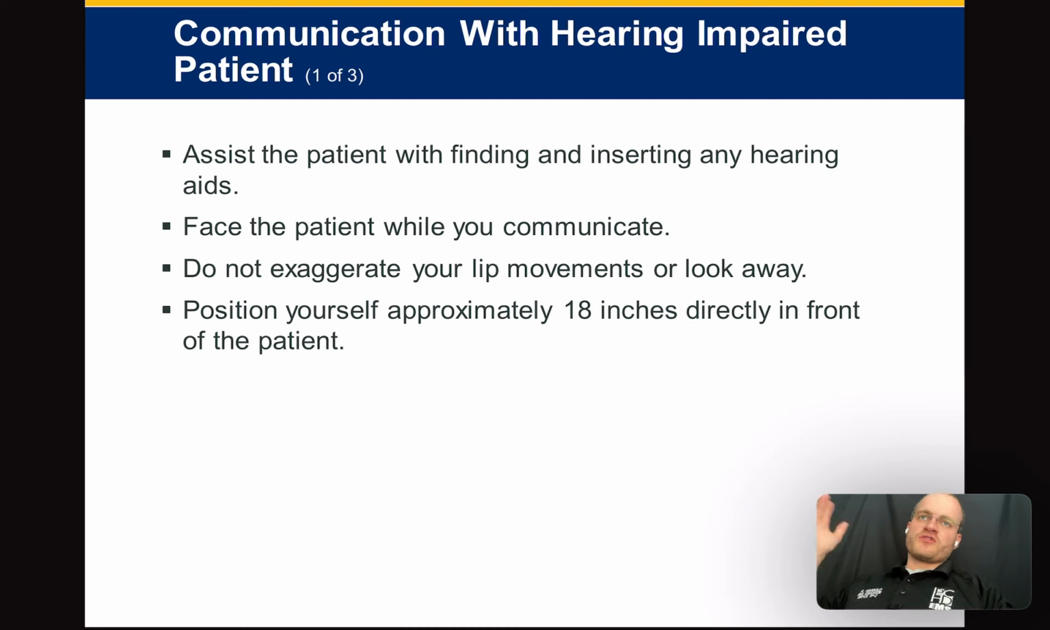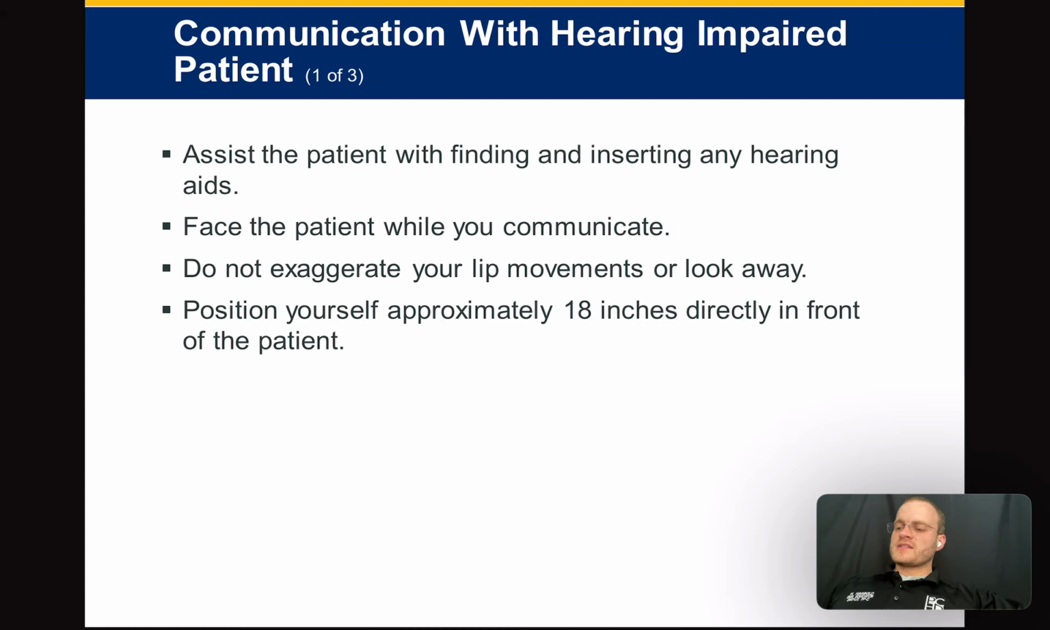Because think about it, if you break or lose the patient's hearing aids, they could be months or even years without a hearing aid because they're very, very expensive. And insurance is not going to replace them just because the EMT lost them. And so face the patient when you communicate. Do not exaggerate your lip movements or look away.